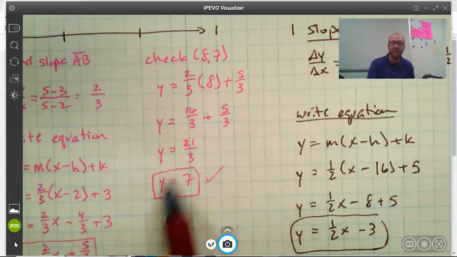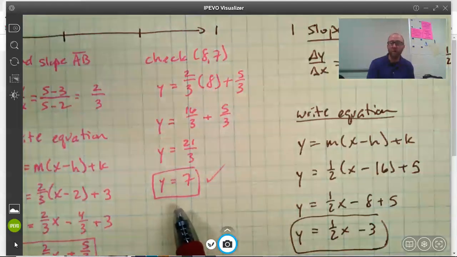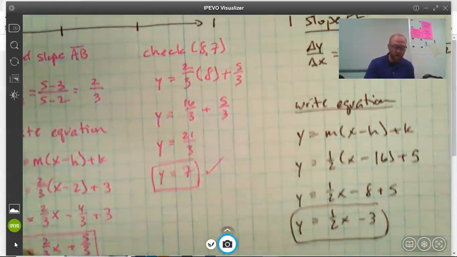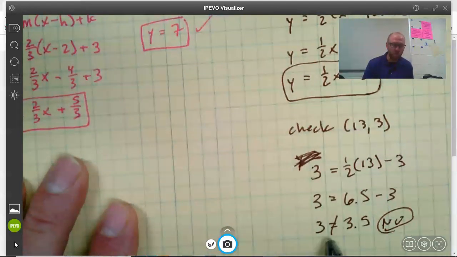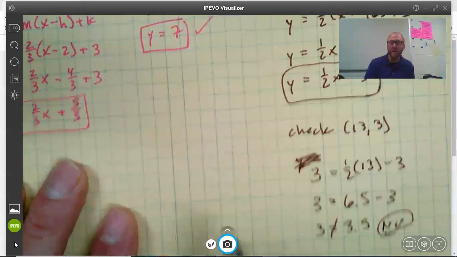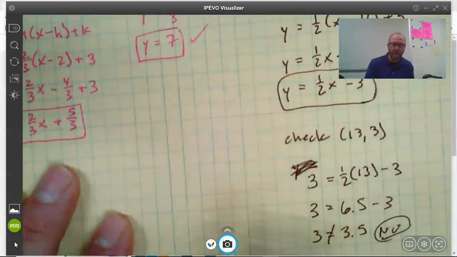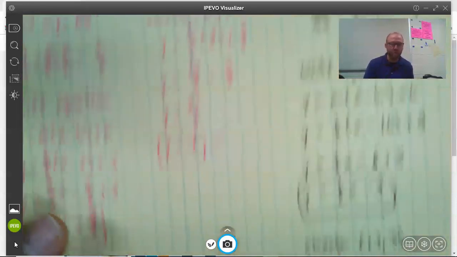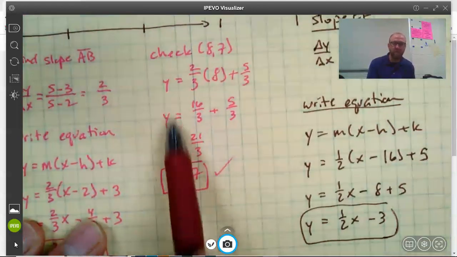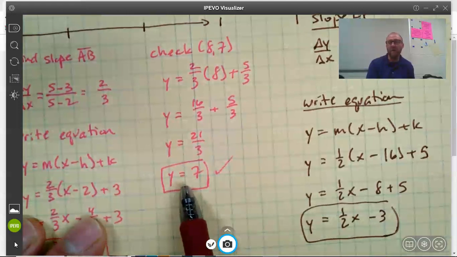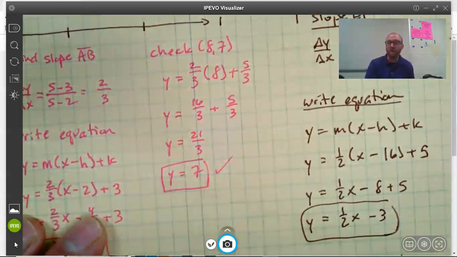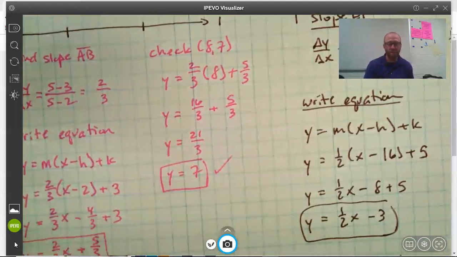plugging in the x coordinate for the point and then working it out and seeing if we get the y coordinate for y in the end. And over here we did something slightly different. We plugged in both the x and y coordinates to see if we had a true statement or not. If you imagine on this first one, see how we plugged in 3 and 13 and we got a not true statement? If we had done the same thing up here, instead of writing y all these times, I would have just been writing 7 all along. And at the very end, I would have come up with 7 equals 7, which would be true. Check, it works. So both those methods are pretty much the same thing.